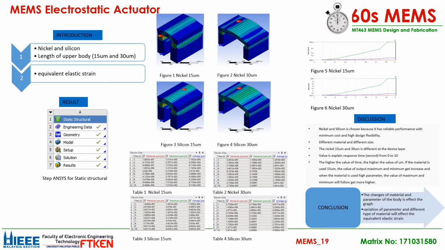As a conclusion, the equivalent elastic strain is very important to get the perfect design for this project. The changes of material and parameter of the body affect the graph obtained in the project. The variation of parameter in different types of material will affect the equivalent elastic strain.